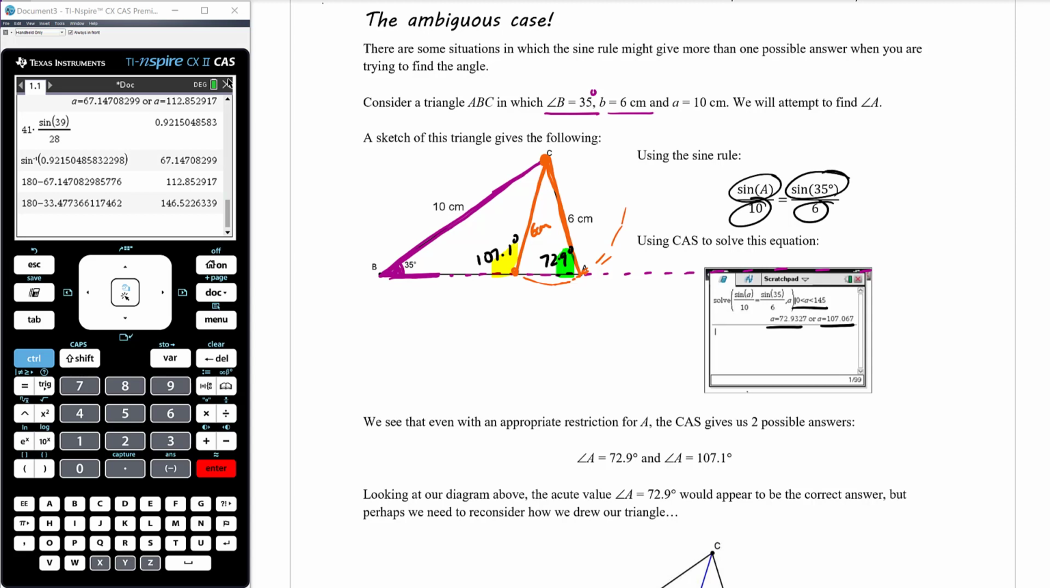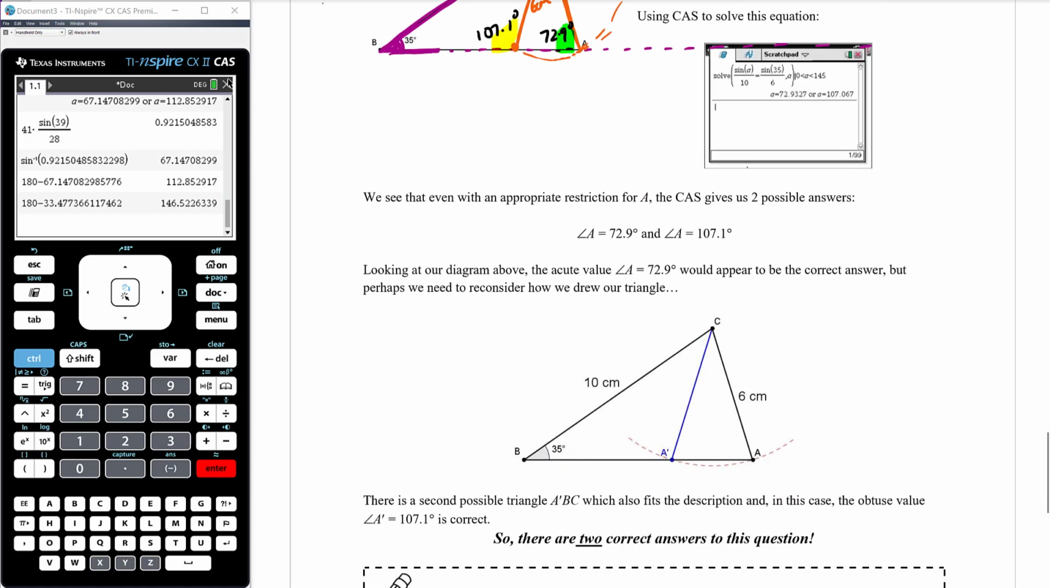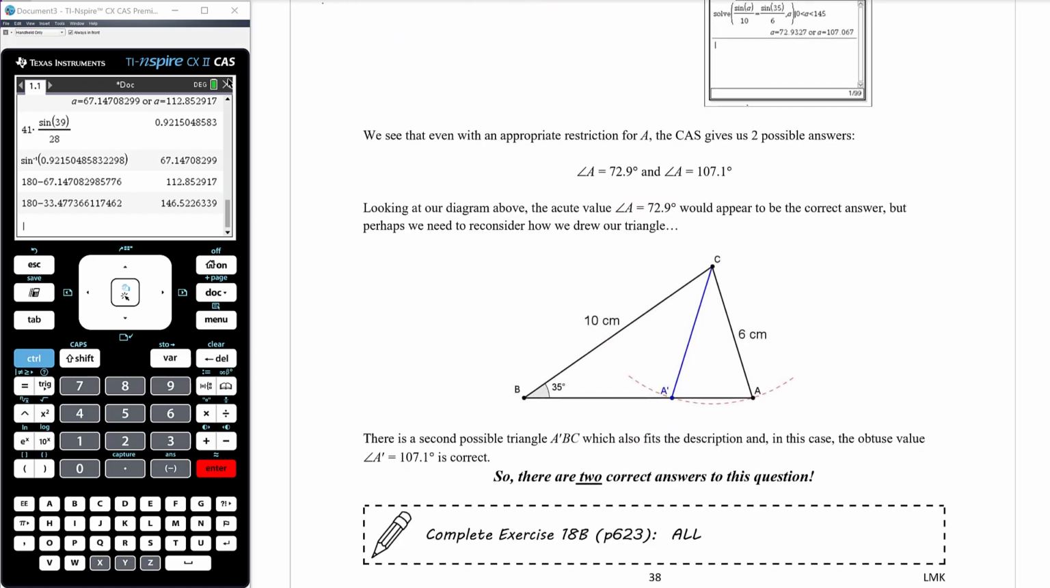And if there are two correct solutions, you need to give two correct solutions. It wouldn't be correct to just give one of them. So that's where using solve to find A rather than doing the rearranging yourself is going to ensure that if it's an ambiguous case, it's covered. And so there's the diagram there for you.